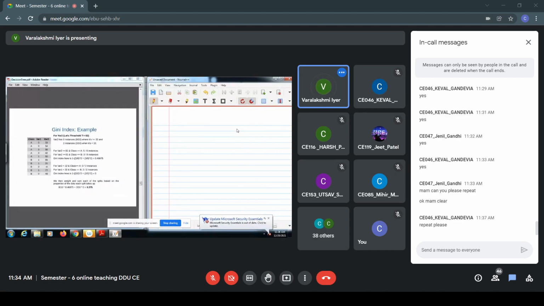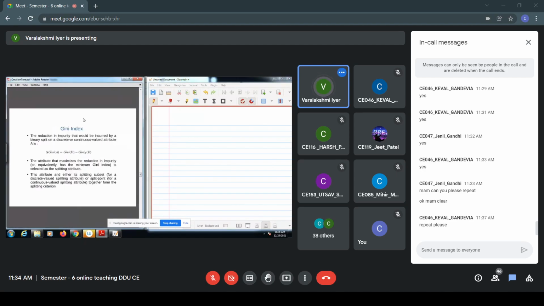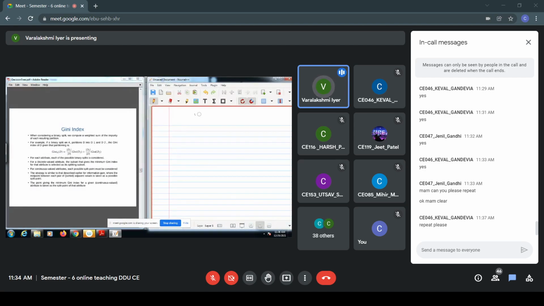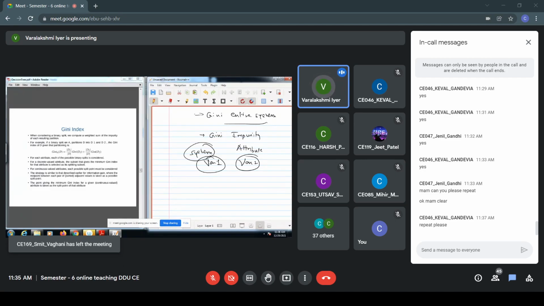Okay. Fine. In case of Gini impurity, let us go through this. First of all, suppose the Gini impurity of the entire system is calculated. That formula is clear. Then we will calculate the Gini impurity for a particular attribute. For example, we have two attributes, variable 1 and variable 2. These are the two attributes in our system.